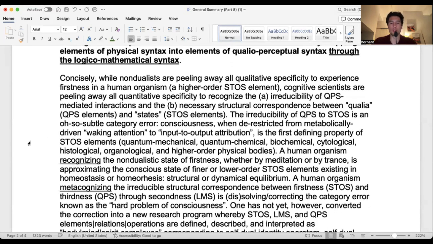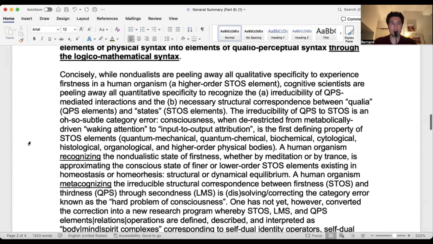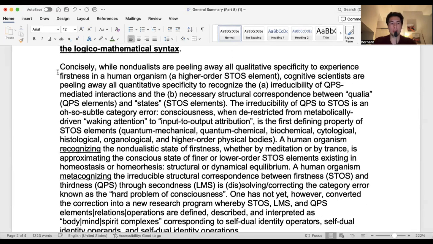Right, we're confusing different strata of syntax, basically, and not actually bridging them properly. Now, concisely, while non-dualists are peeling away all qualitative specificity to experience firstness in a human organism, which is itself a higher order element of physical syntax, that's, when somebody has content-free consciousness, basically what that means is that you are experiencing what an inorganic body complex would experience, right? You're approximating that using your higher order body. Cognitive scientists are peeling away all quantitative specificity to recognize the irreducibility of QPS-mediated interactions, namely qualia and qualitative dynamisms, and the necessary structural correspondence between qualia, namely QPS elements, and states, namely STOS elements.